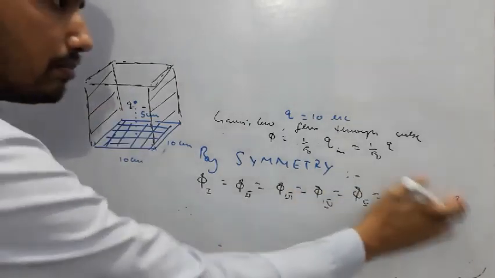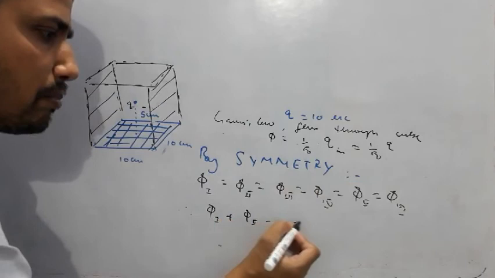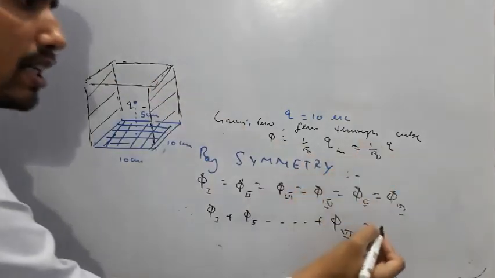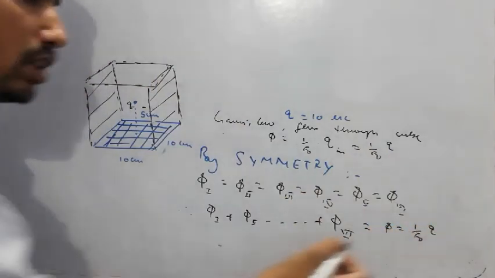And their sum, what is their sum? Phi 1 plus phi 2 plus phi 3 and so on, up to phi 6. The total flux we have already calculated, that is how much? Phi, that is 1 by epsilon naught times Q.